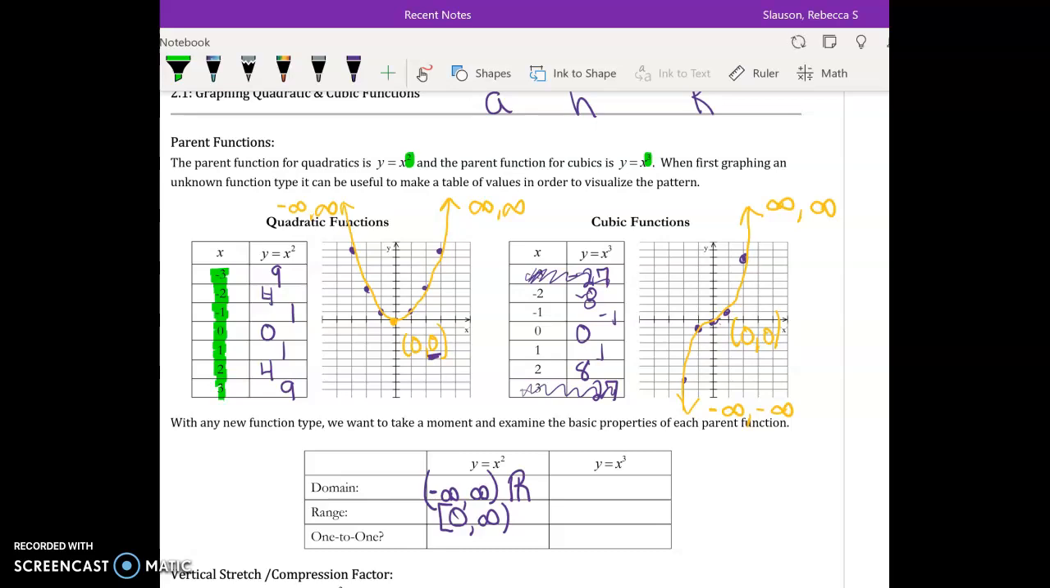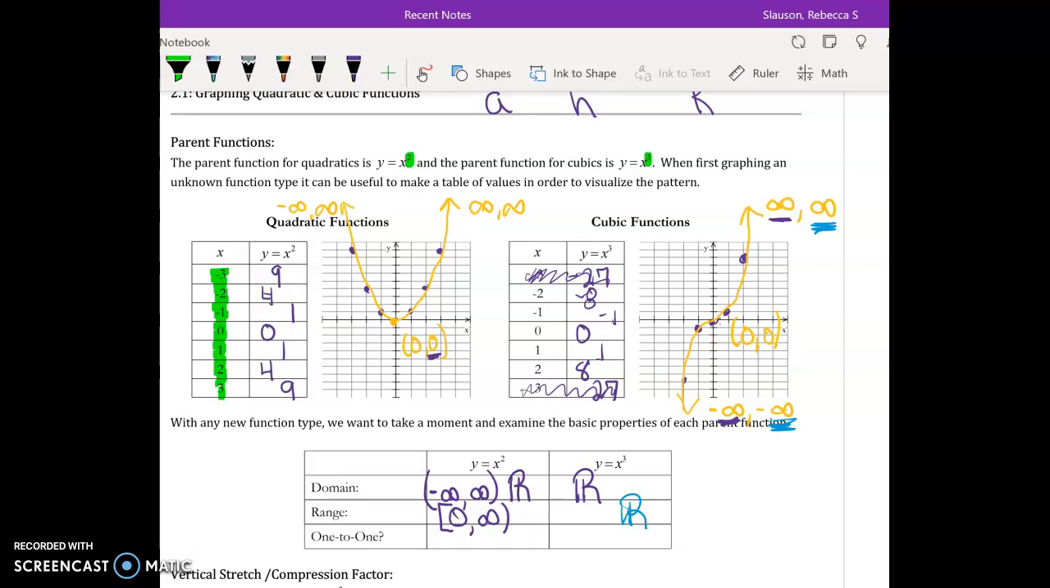So again, scanning from left to right, this is my smallest x and this is my biggest x. Instead of writing the infinities, I'm going to start to use that R, meaning all real numbers. And then when I do the y values, scanning from the bottom to the top, this is my smallest y and this is my biggest y. So it's another all real numbers.